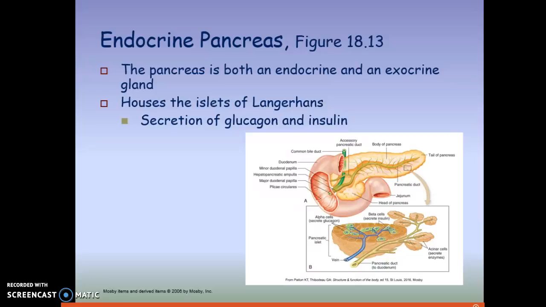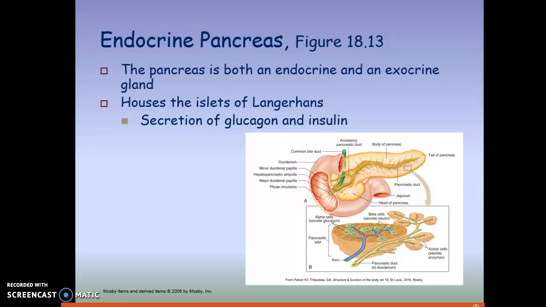This gland sits behind the stomach, so it allows for the exocrine component to be in very close proximity to the intestine, where it can dump, so to speak, the digestive enzymes that are produced and move directly into the intestinal tract.